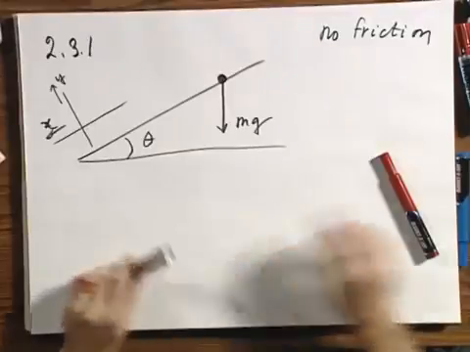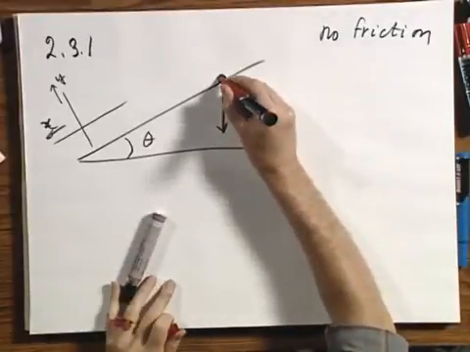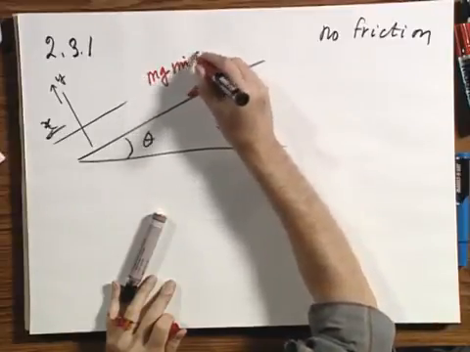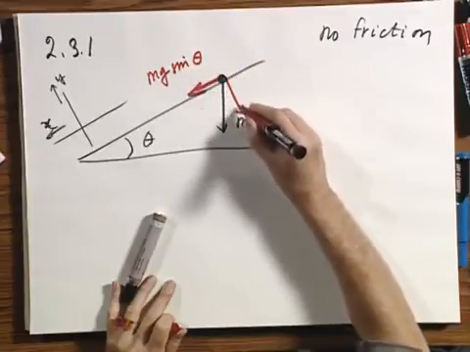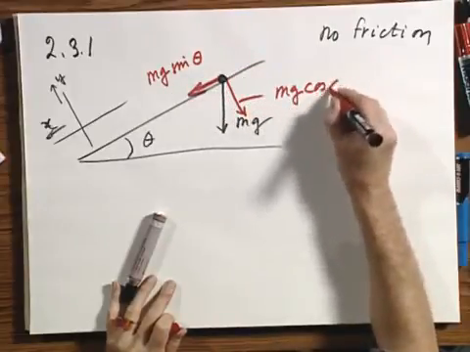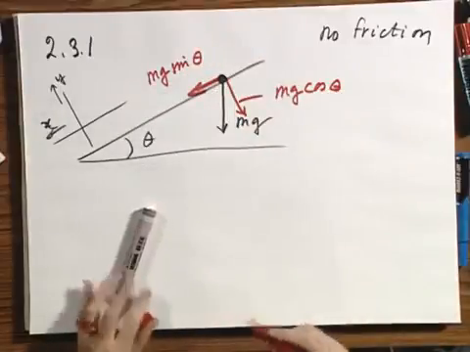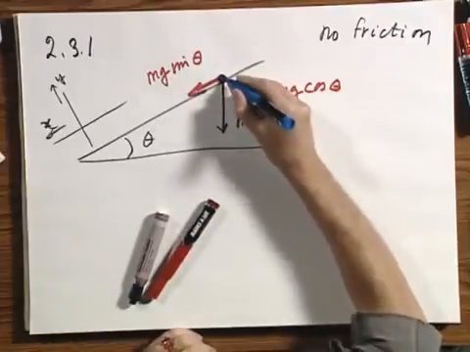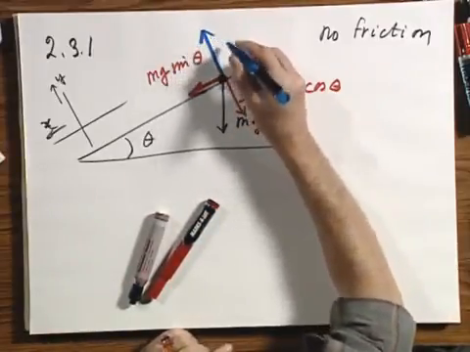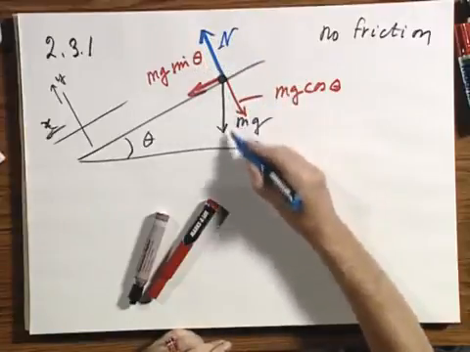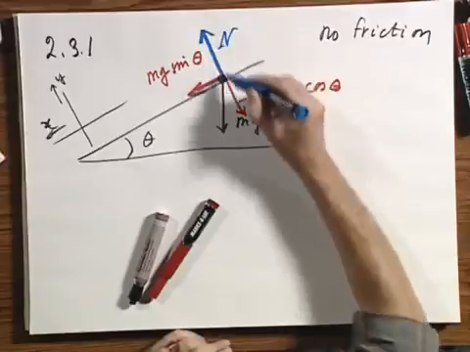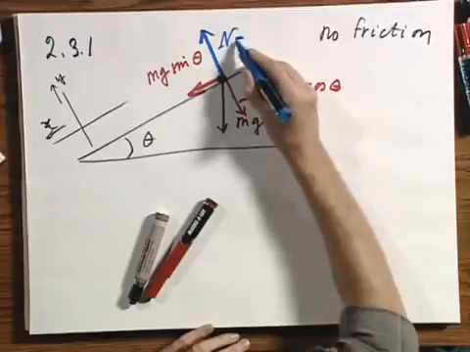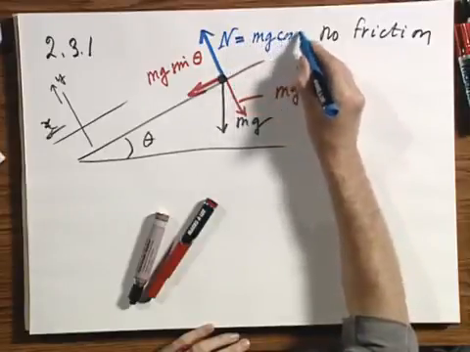Alright, so now I'm going to decompose this one in the x direction, which is mg sine theta. In the y direction, it is mg cosine theta, of course in the negative direction. And now the plank has to push back in exactly this direction, call it n again, in order to cancel out this mg cosine theta. If these two didn't cancel out, there would be an acceleration in the y direction, which is not the case. And therefore n must be mg cosine theta.